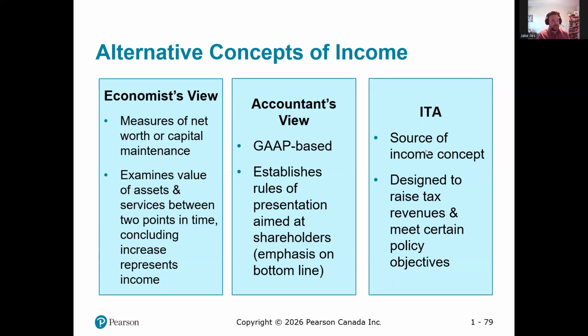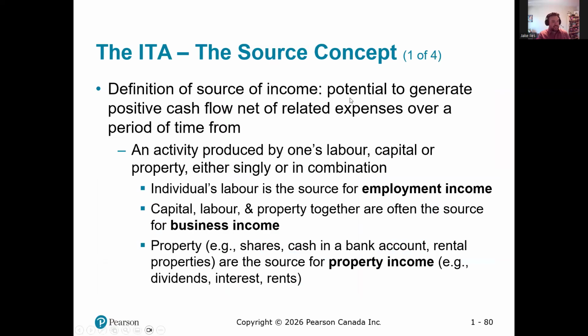Now, the source of income concept is designed to raise tax revenues and meet certain policy objectives, but they're trying to drive source of income towards certain types of income. So the definition of source of income is something that has the potential to generate positive cash flow, net of expenses, over a period of time. And they try to connect this to three things: a person's labor, their capital, or their property. So your labor is your actual effort, your intention. When it comes to an individual's labor, the largest source of income is employment income. I go to my job, I put in effort to meet objectives, and they in turn will give me money for that effort, for that labor. So that is a source of income.